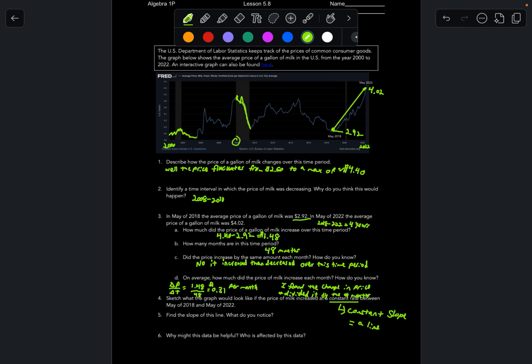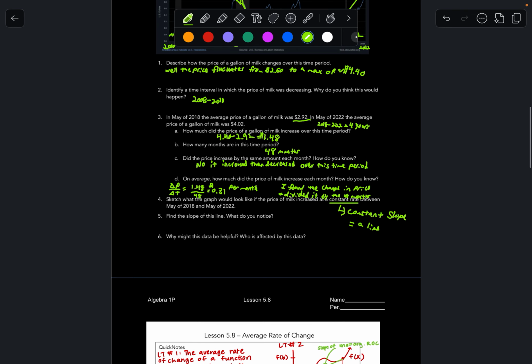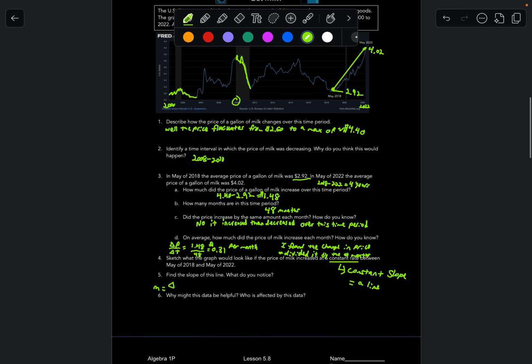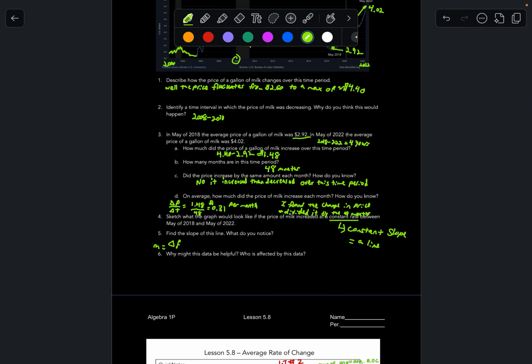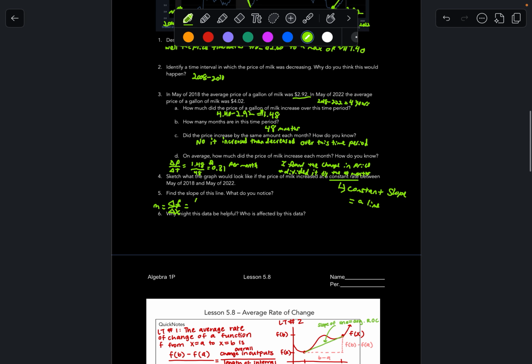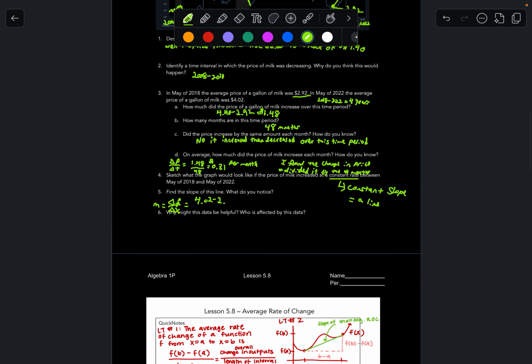All right. Find the slope of this line. Well, the slope of this line is going to be the change in P over the change in x. So that would literally be the same exact calculation. It would be 4.02 minus 2.92 over 48, which equals what we had. It is 0.31.